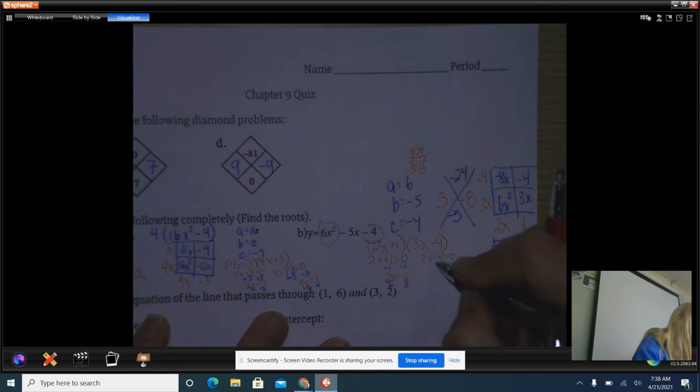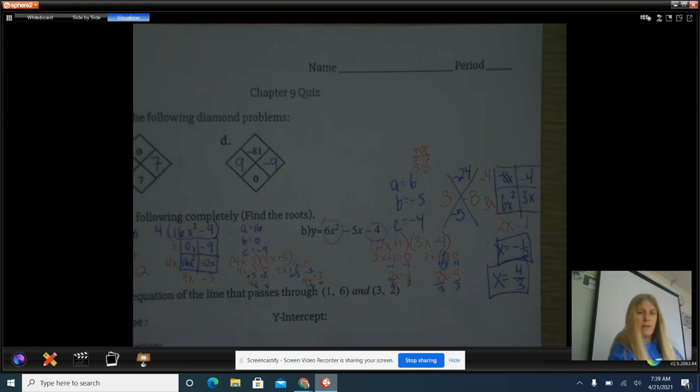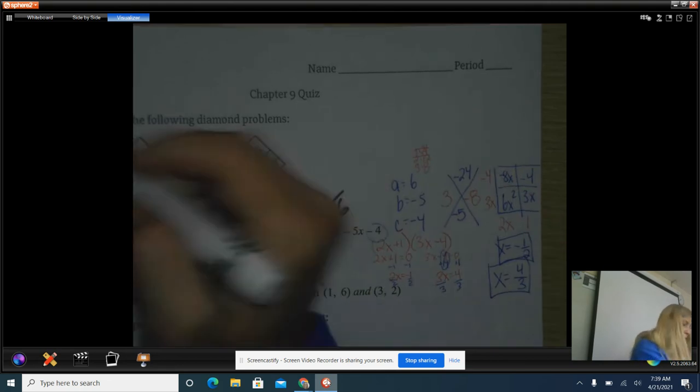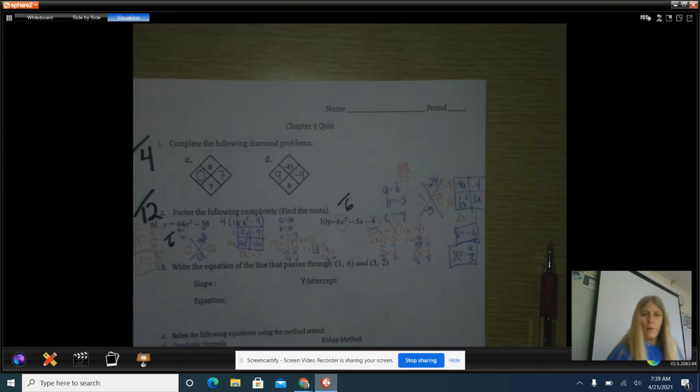My next one here, I'm going to add 4 to both sides. 3x is equal to 4. Divide both sides by 3. And my second root is going to be 4/3. So once again, this one is going to be worth 6 points for letter B. So altogether, number 2 is going to be out of 12 points.